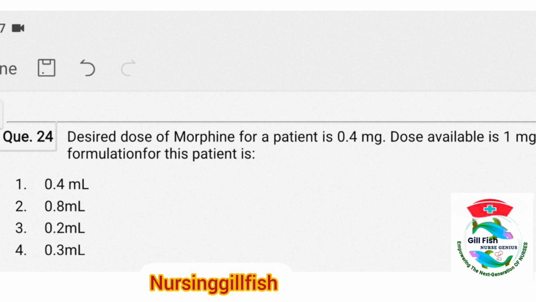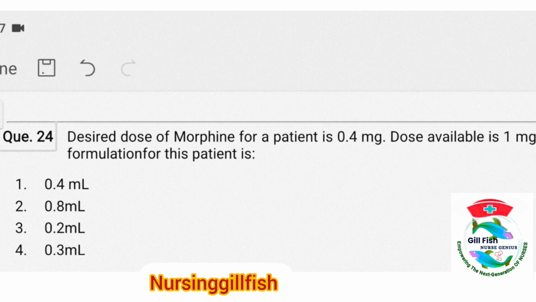Desired dose of morphine for a patient is 0.4 mg. Dose available is 1 mg per ml. The correct formulation for this patient is: first answer, 0.4 ml. The second option, 0.8 ml. Option 3, 0.2 ml. Option 4, 0.3 ml.